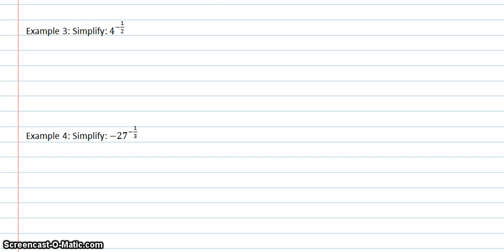In example 3, we move on to fractional exponents. And the first thing we need to do is to make this exponent positive. So I would take that under a 1, so it'd be like 1 over 4 to the 1/2 power. And then that is the same as 1 over the square root of 4, and so it's 1/2.